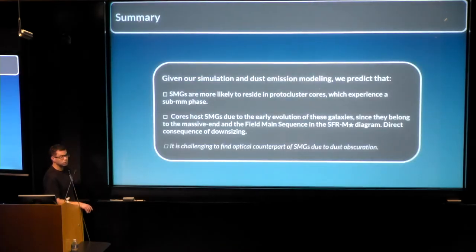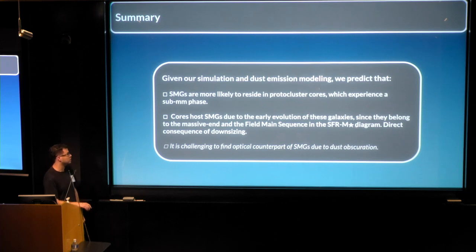They follow the main sequence, but these quantities are pretty high because they are already massive galaxies. So just to conclude, given our simulation and dust emission modeling, we predict that SMGs are more likely to reside in protocluster cores, which experience a 2 millimeter phase. That depends on the protocluster type. Protocluster cores host SMGs due to an early evolution of these galaxies because they are already massive even at redshift 4. And since they belong to the massive end of the field main sequence, the star formation rate and stellar mass relation, they are at the massive end of that relation.